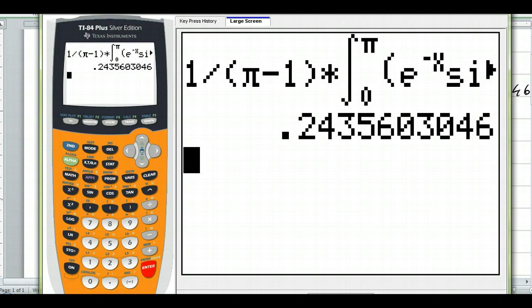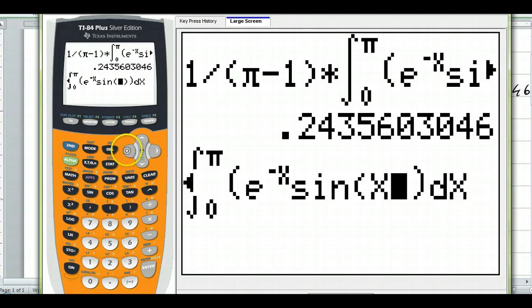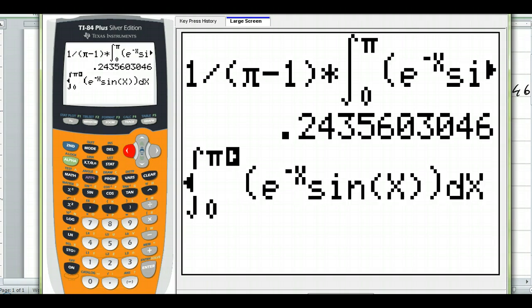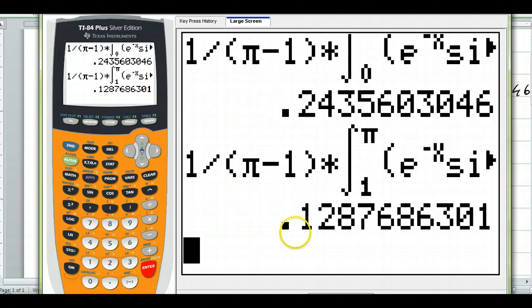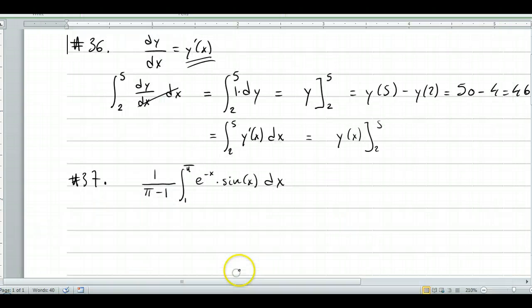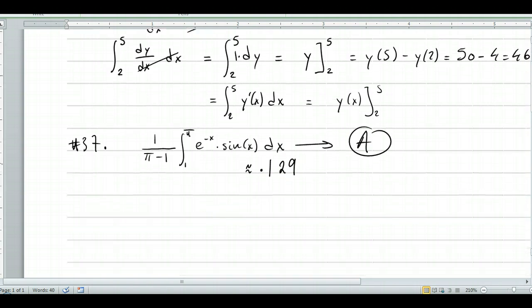All right, let me see what I did. I must have made a mistake. 1 divided by pi minus 1 times, oh right, you see it? My boundaries here are wrong. That's very easy to spot, right? It's from 1 to pi, not from 0. So enter. 0.128, 0.129, yeah, that's it. So which one is it? It's A. It is 0.129.